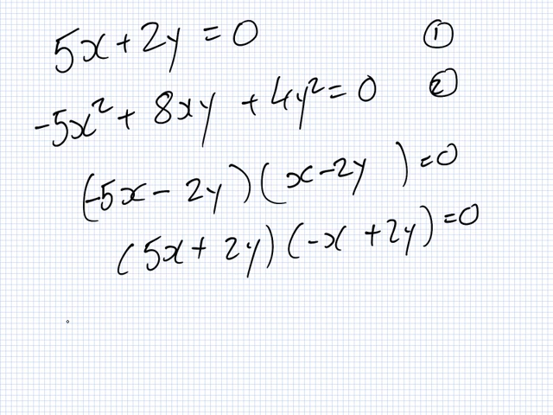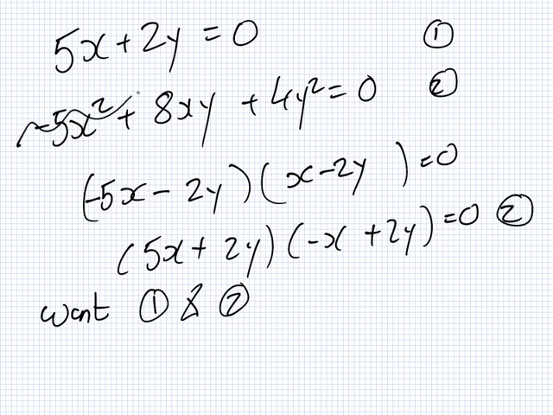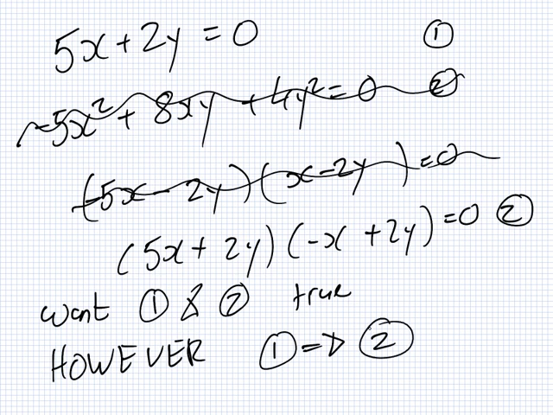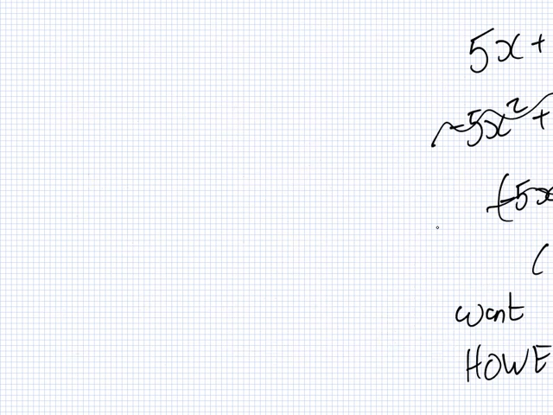Now, this is the thing. You want 1 and 2, and now this is 2. I've just simplified it a bit. You want 1 and 2 to be true. You need 2 equations. However, if 1 is true, then 2 is automatically true as well. Can you see why? Because if this is true, then so is this. In other words, we have this problem.